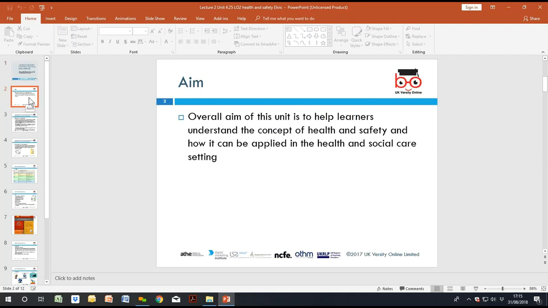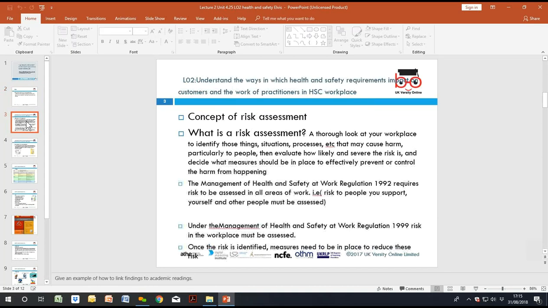Before we go on, I would just like to recap the main aim of the whole unit. The overall aim of the unit is to help learners understand the concept of health and safety and how it can be applied in the health and social care setting. And as I said, today's lecture is covering learning outcome 2, which is understanding the ways in which health and safety requirements impact on customers and the work of practitioners in the health and social care workplace. It might be the GP surgery, the hospital, the care home, the hospice, or any other health and social care workplace that you can find yourself in.